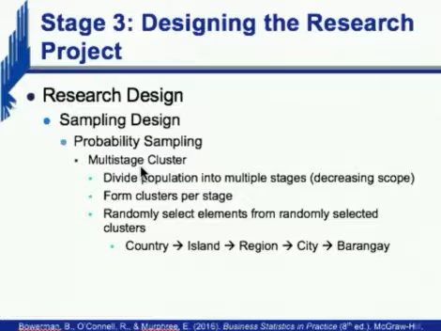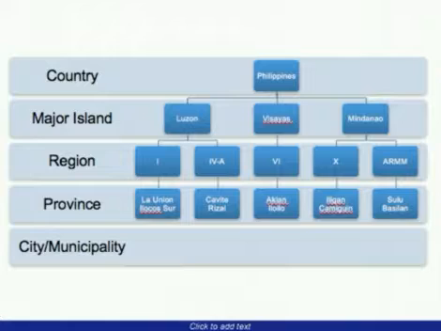So you can start with the biggest, the main population, which is the entire country, and then you can go down lower to the stage in terms of islands or major island groups, and then go further down to regions, and then after regions go to provinces, and then after provinces, cities and municipalities, and finally down to the barangays. Visual representation of multi-stage cluster sampling.